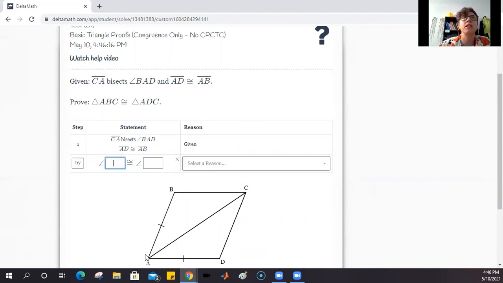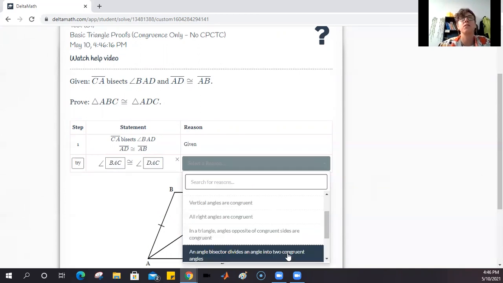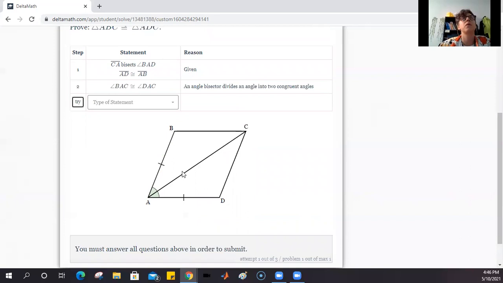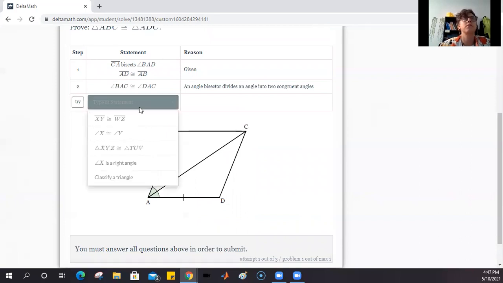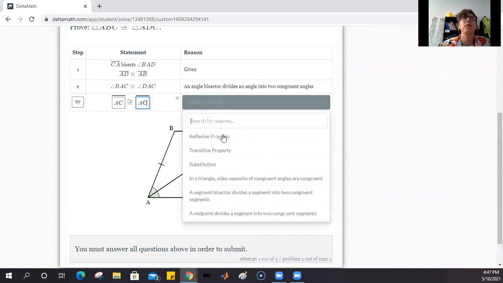So angle BAC, that's this part of the angle here, is congruent to DAC on the other side, because that's what an angle bisector does. An angle bisector divides an angle into two congruent angles. And then we see that AC is part of both triangles and it's shared. It's got to be congruent to itself because it's itself. It's the same thing. That's using the reflexive property.